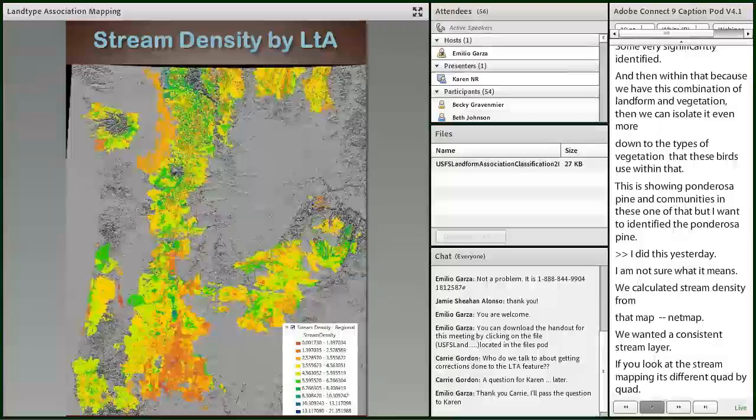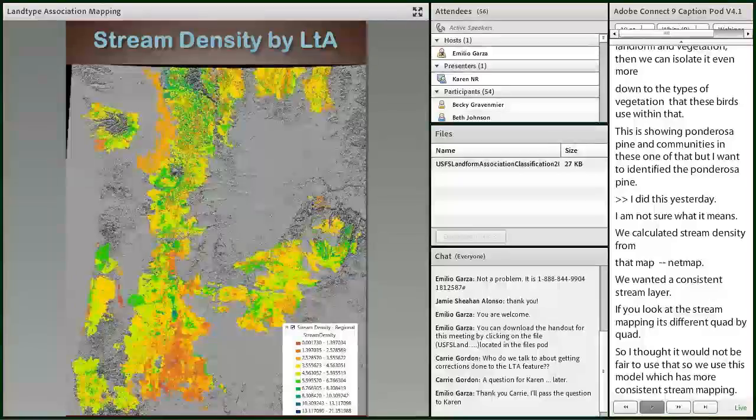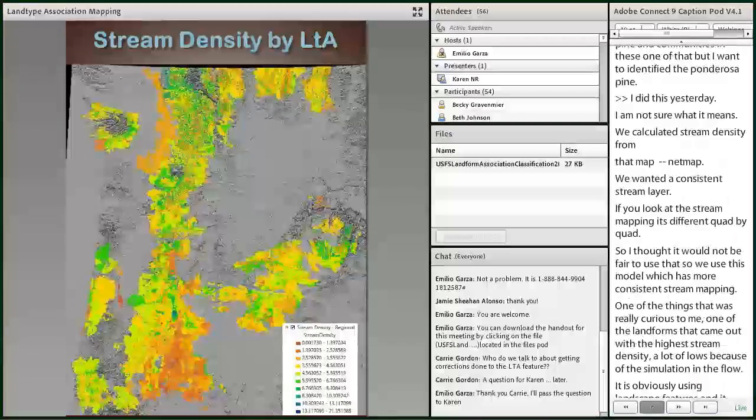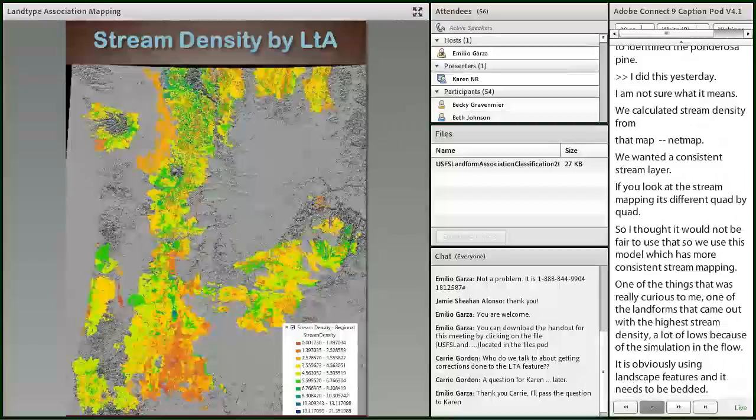One of the things that was really curious to me is that one of the landforms that came out with the highest stream density was lava flows, because of the crenulation in the flows. And it's obviously using landscape features, and it needs to be vetted. But anyway, I thought this was kind of interesting. I mean, no wonder we don't send any fish money down here to the Fremont-Winema.